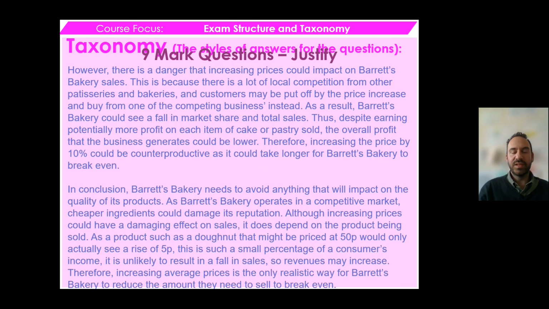In conclusion, Barrett's Bakery, so this is your 3rd paragraph now, needs to avoid anything that will impact on the quality of its products. As Barrett's Bakery operates in a competitive market, cheaper ingredients could damage its reputation. Although increasing prices could have a damaging effect on sales, it does depend on the product being sold. A product such as a donut that might be priced at 50p might only see a rise of 5p. This is such a small percentage of a consumer's income that it is unlikely to result in a fall in sales. The revenues may increase. Therefore, increasing average prices is the only realistic way for Barrett's Bakery to reduce the amount they need to sell to break even. Again, this is a textbook answer, and this is relatively long.